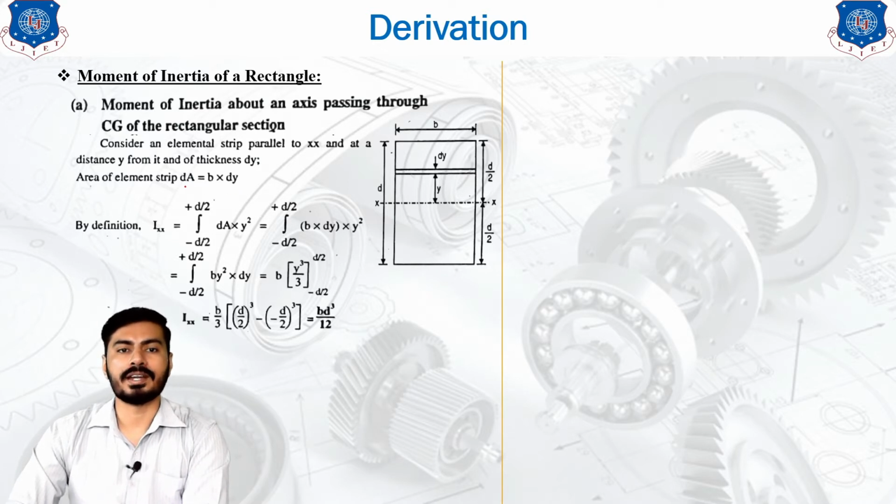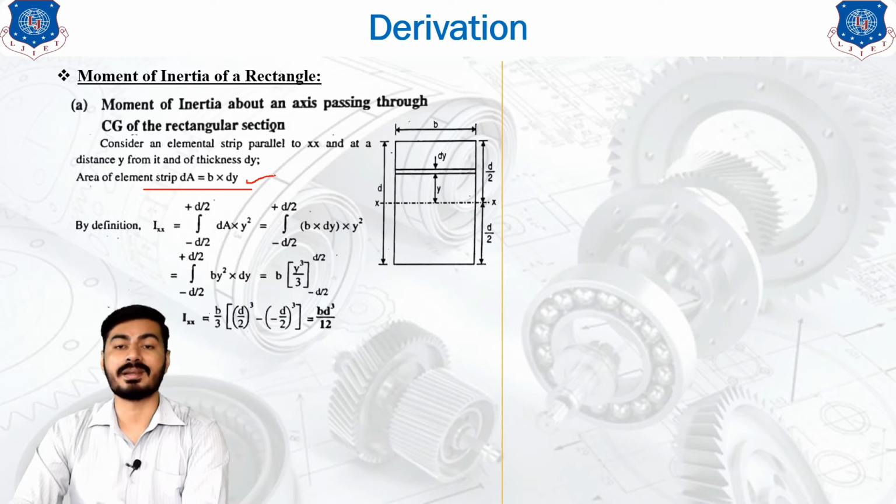So if you want to find out the area of that strip, that area is also a rectangular area, and that's why the area of the elemental strip is represented by dA, which is nothing but b into dy. Now what is b? b is the width of the strip, and the width of the strip is equal to the width of the rectangle. So dy is the height of the strip, and b is the width of the strip. The multiplication of both will give you the area of the elemental strip.